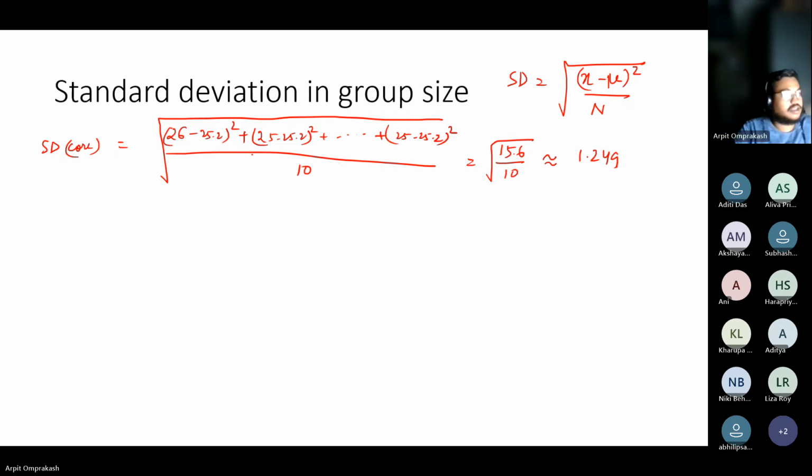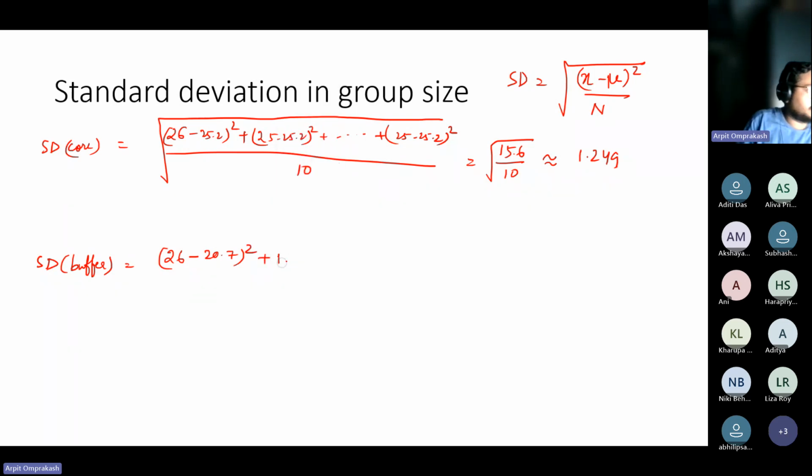These calculations are simple. I've just done the first one and I'm writing it so that things get done quickly. If you want, you can stop here and do your own calculations, just to see how it's done. If you have any doubts or any questions, please ask. Here again, we subtract from the mean, which for the buffer case is 20.7.